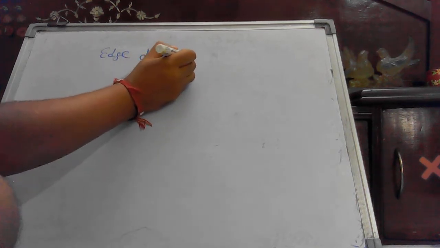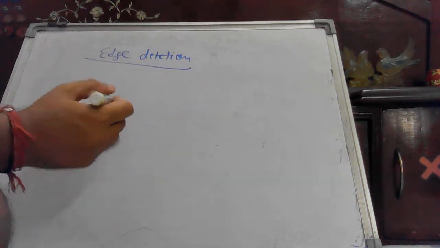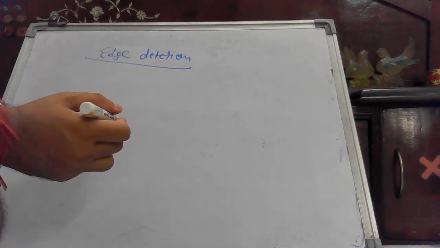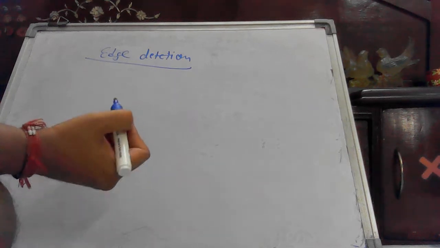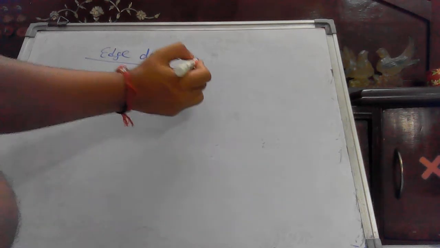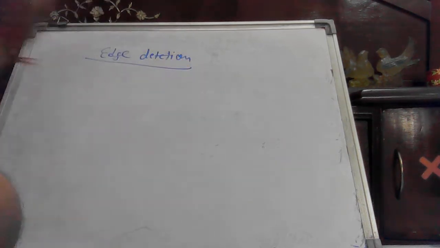Where do you get your edges in your images? Whenever there is a change, abrupt changes in the intensity values or frequencies of your images. So an edge is a set of connected pixels. What is an edge basically? It's not a single pixel. It's not a single point.